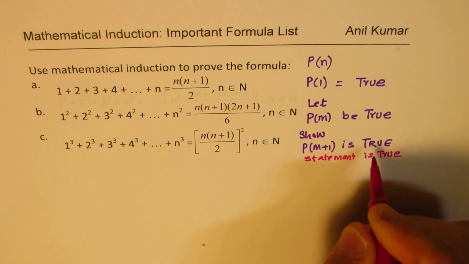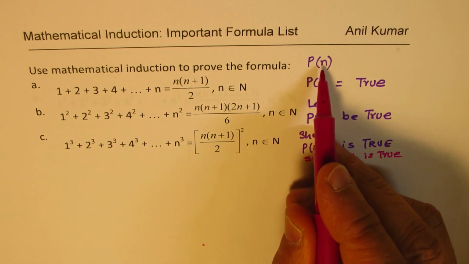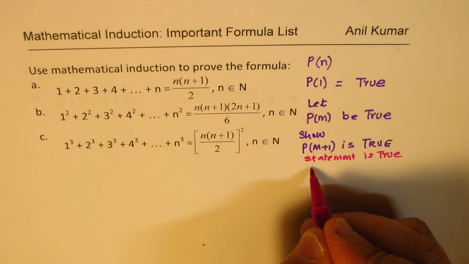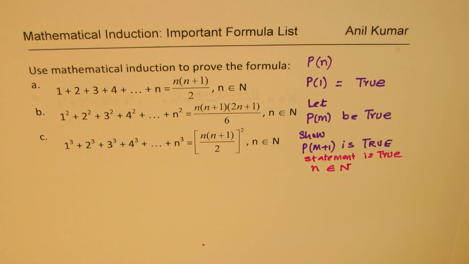In most of the cases, I should say all of the cases which we are dealing with, it is true for the set of natural numbers. So we are dealing with n which belongs to the set of natural numbers. Is that clear, right? That is the whole objective in short. Now let us see how to do it.